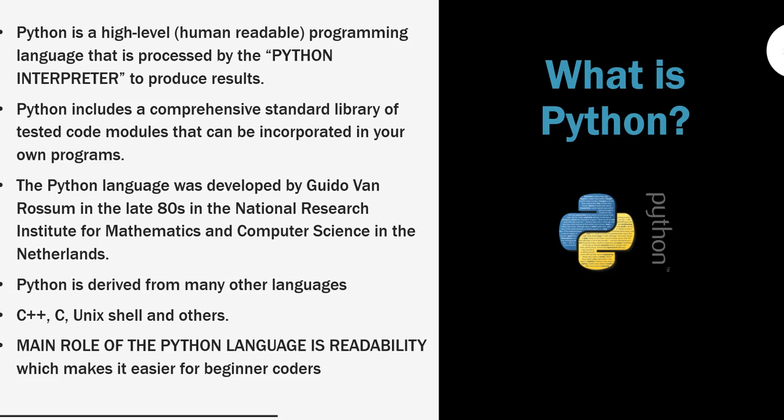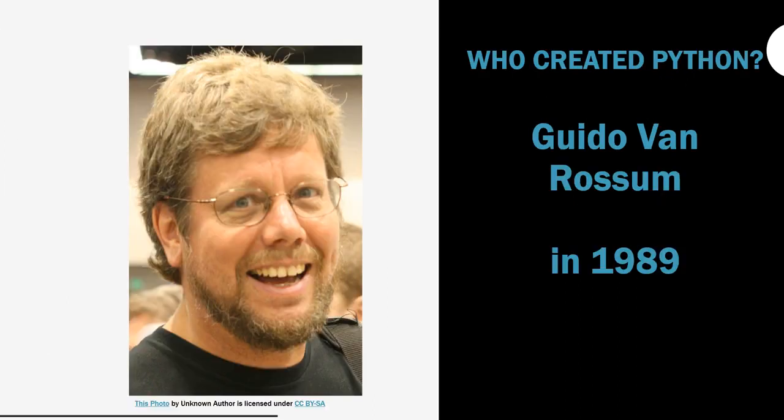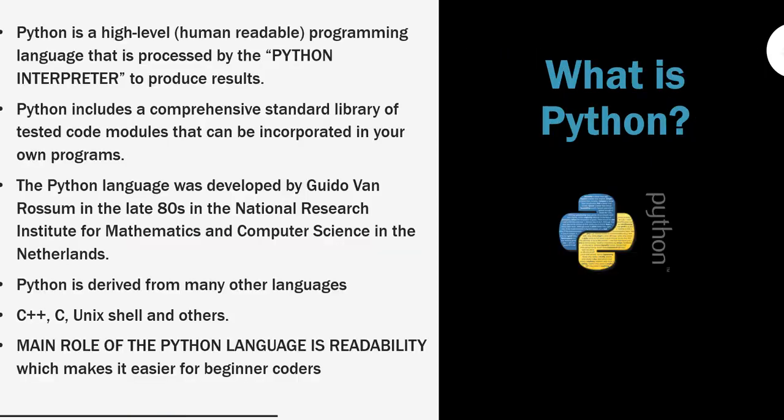As you learn later on, Python includes a comprehensive standard library of tested code modules that can be incorporated in your own programs. Since Python is open source code, that means that anyone that wants to go through the process of submitting code to the organization Python can do so. The Python language was developed by Guido van Rossum in 1989. And this happened in the National Research Institute for Mathematics and Computer Science in the Netherlands.